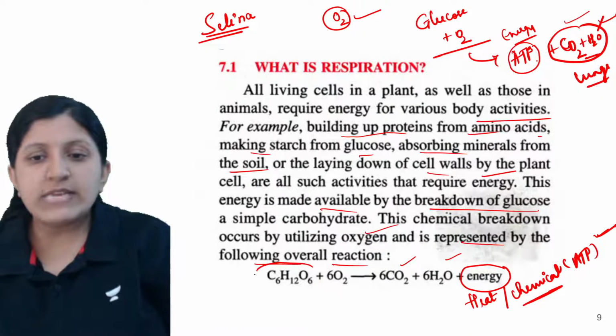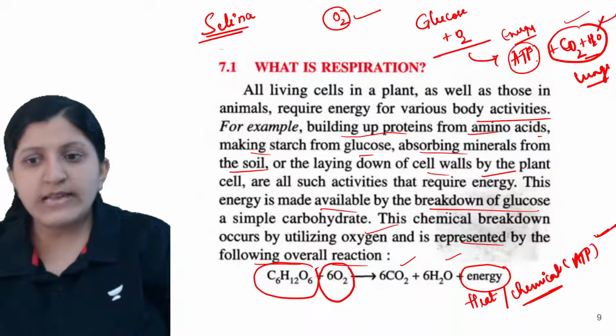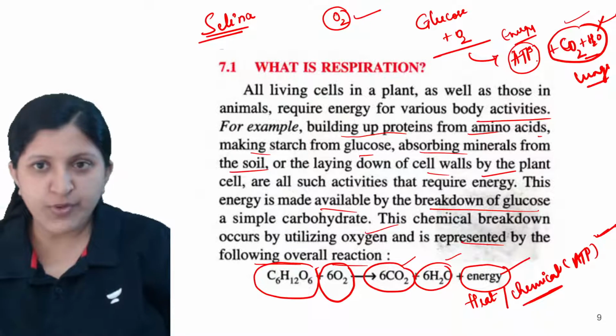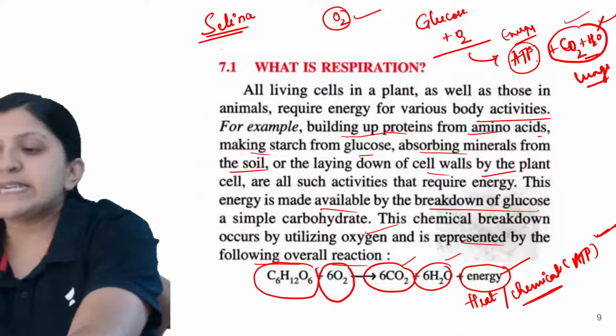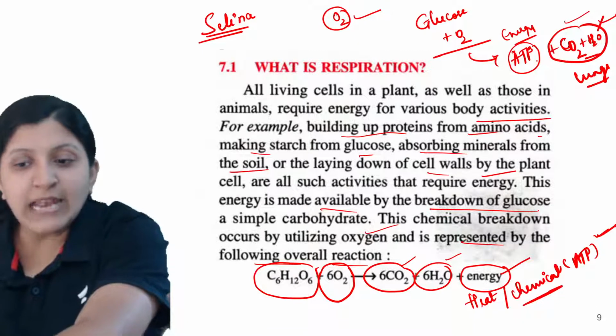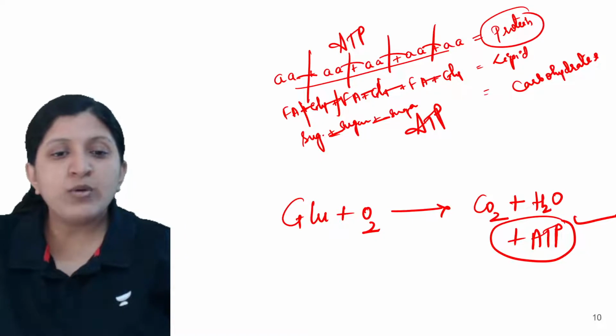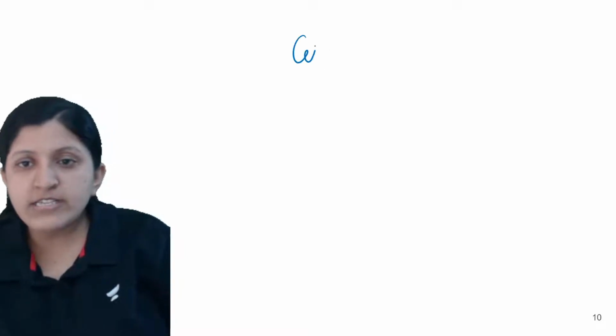Now this chemical breakdown occurs by utilizing oxygen and is represented by the following overall reaction. You can see there is glucose, oxygen, carbon dioxide, water, and energy formation. This is respiration, and this is not the breathing mechanism that we are talking about. Here we are talking about cellular respiration.